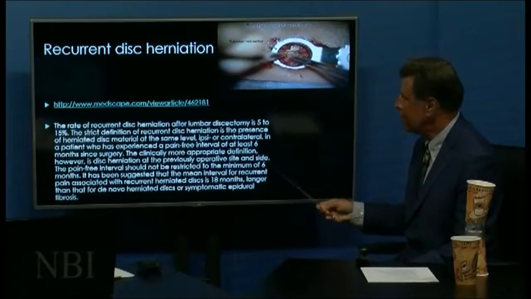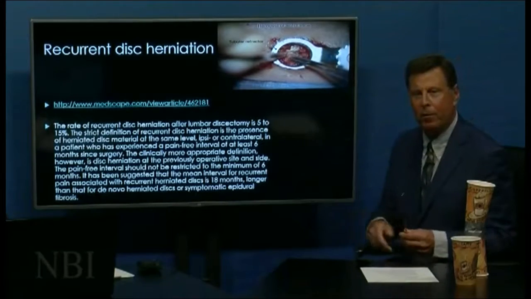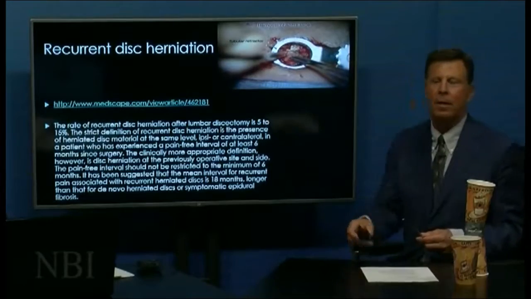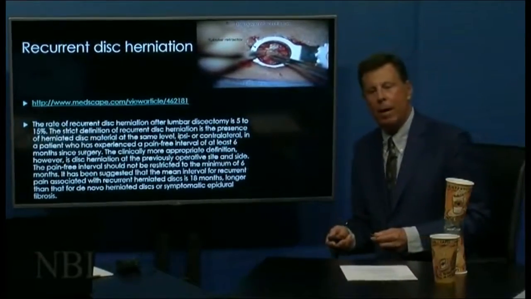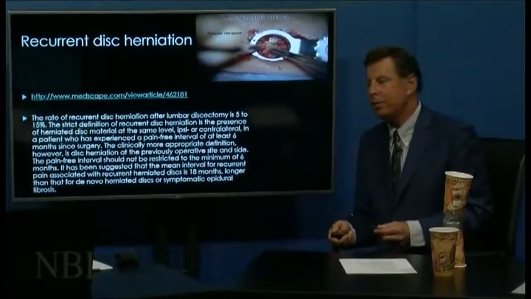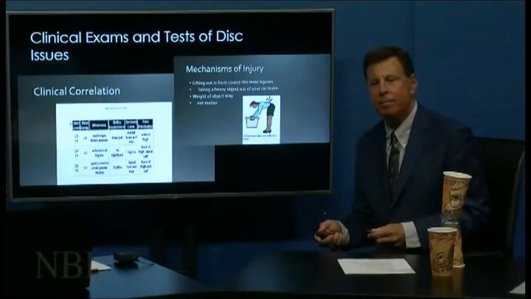So I put this slide in, this Medscape article, which you can view. It gives a good overview because that comes up all the time in trauma. People that have surgery have a subsequent accident, they get an MRI, and they've got a disc herniation. Is it referable to the first accident? Is it referable to the second accident?